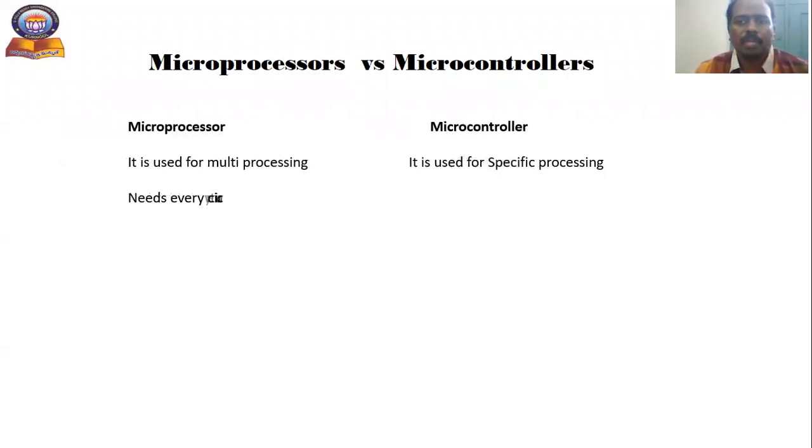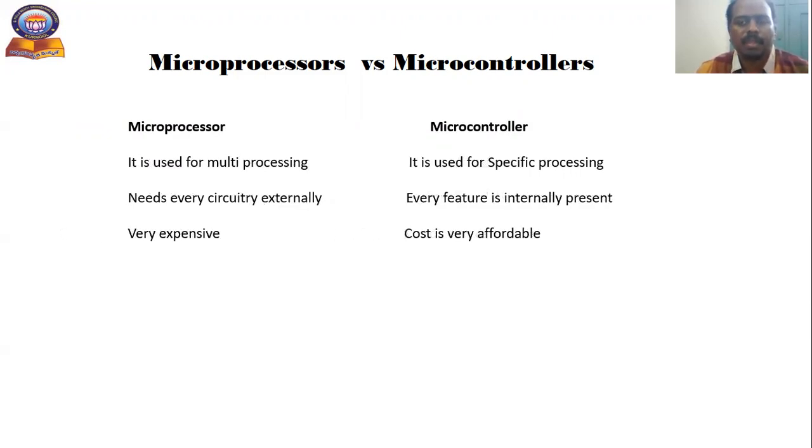This slide shows the basic differences between a microprocessor and a microcontroller. A microprocessor is used for multiprocessing. It needs every circuitry externally and it is very expensive. A microcontroller is used for specific processing. Every feature is internally present and its cost is very affordable.